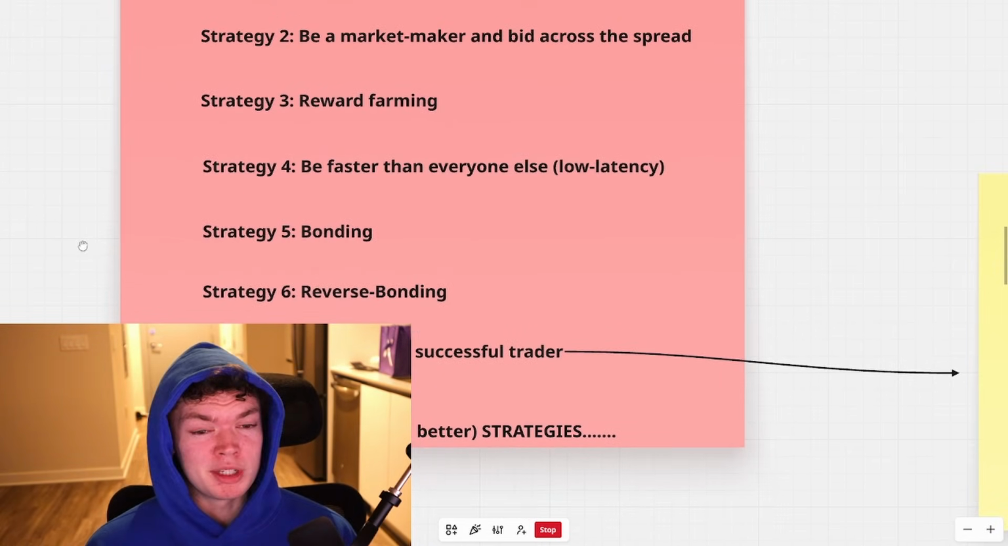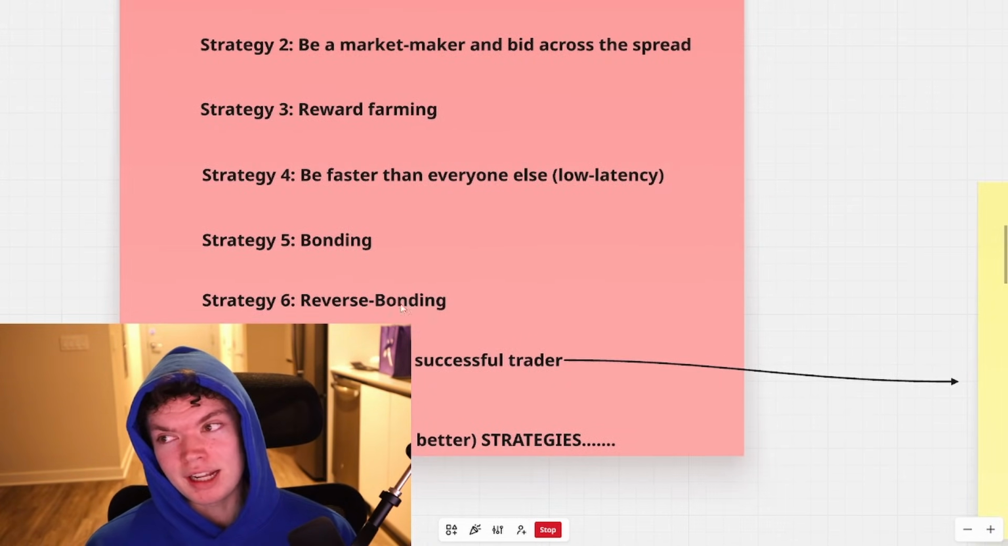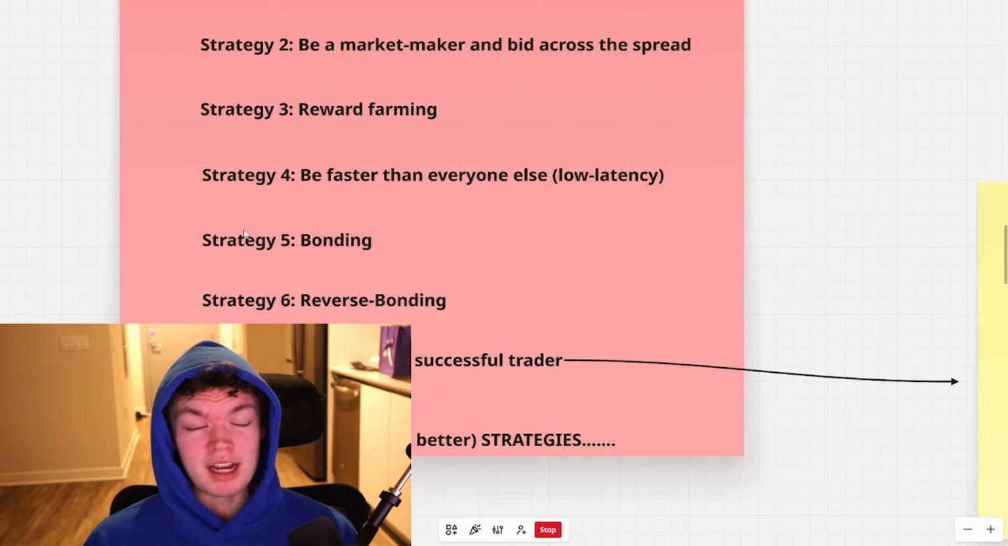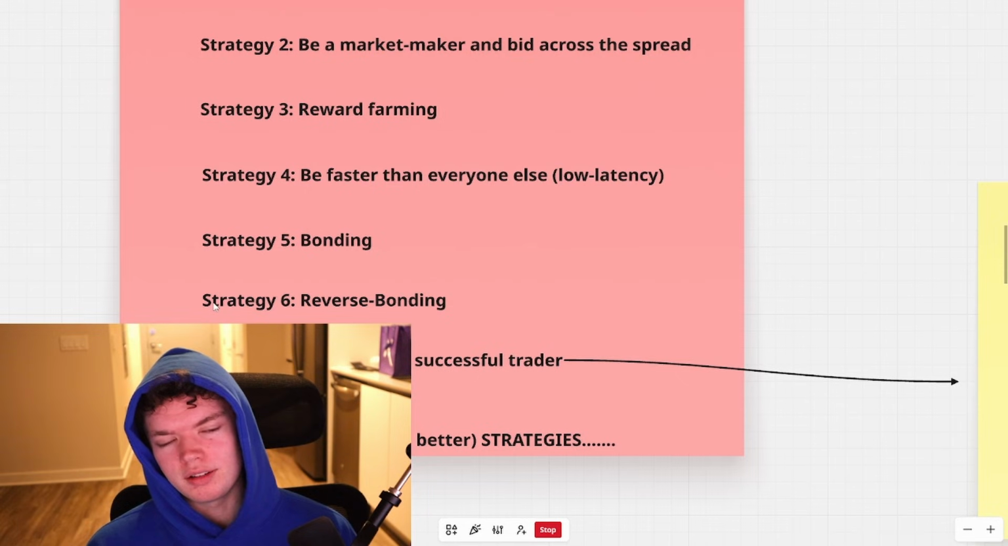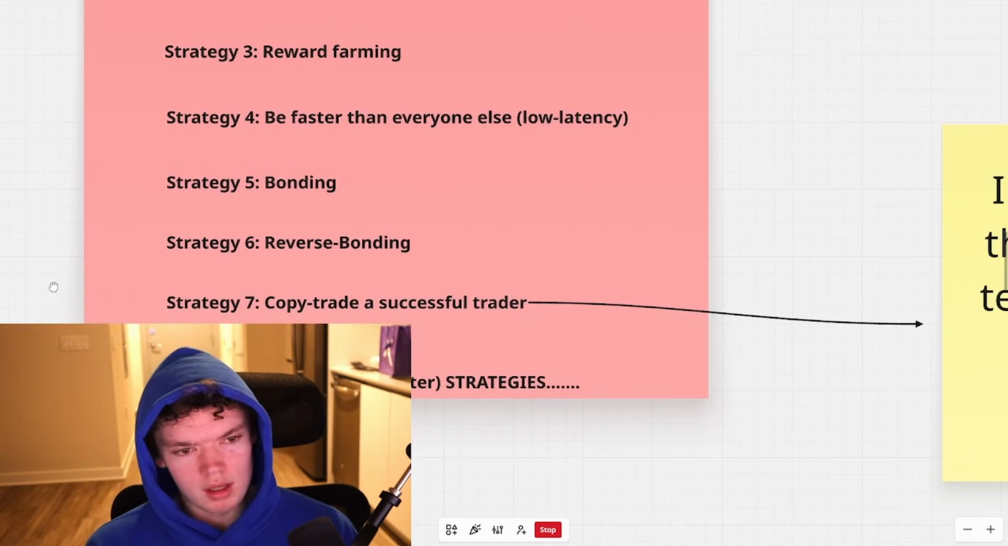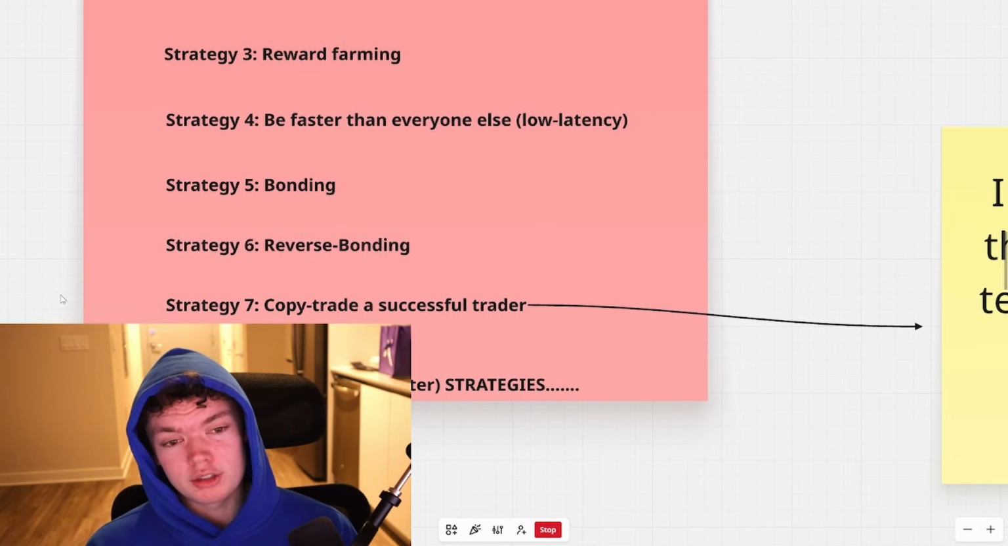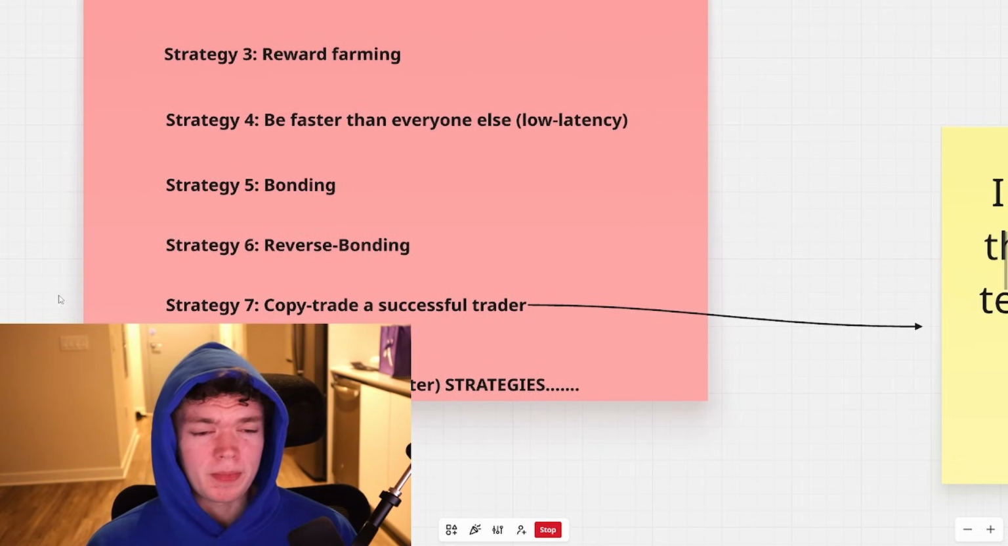I'm not going to tell you which one is better. These strategies, I'd only recommend strategy 5 if you have a lot of money. If you don't, do strategy 6. Do some actual other strategies. I'm not going to tell you which one's better though, but strategy 5 is better. Okay. Strategy 7 is to copy trade a successful trader.